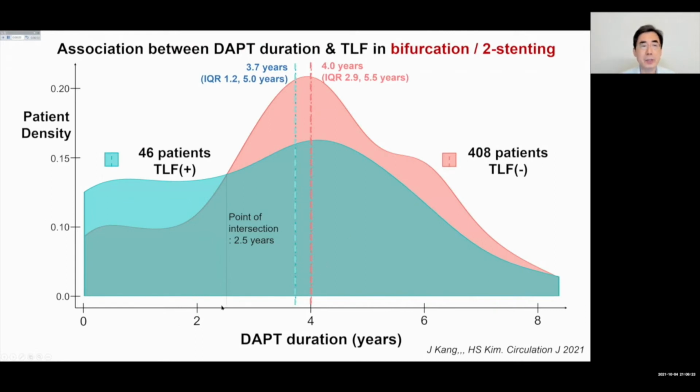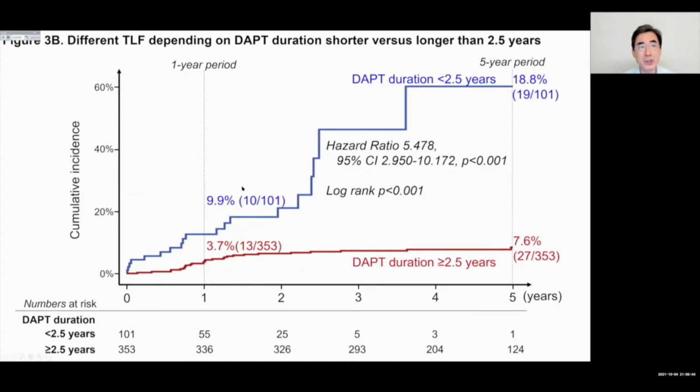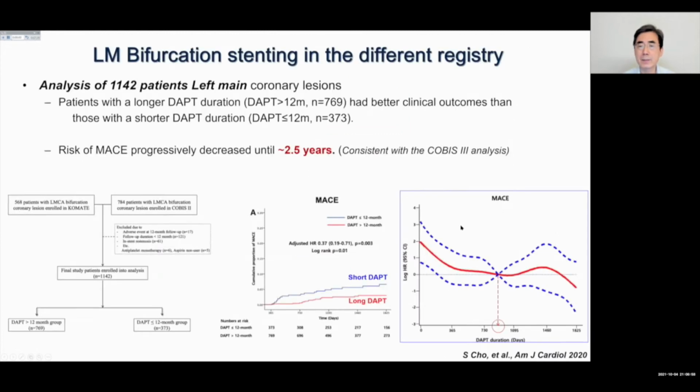We analyzed the distribution of DAPT duration in 46 patients with recurrence and 408 patients without recurrence. We can see a left skew deviation in recurrence and a right deviation in no recurrence. The point of intersection is 2.5 years. Thus we checked the 5-year TLF rate among patients with DAPT duration less than 2.5 years and patients with a duration more than 2.5 years. Huge difference.